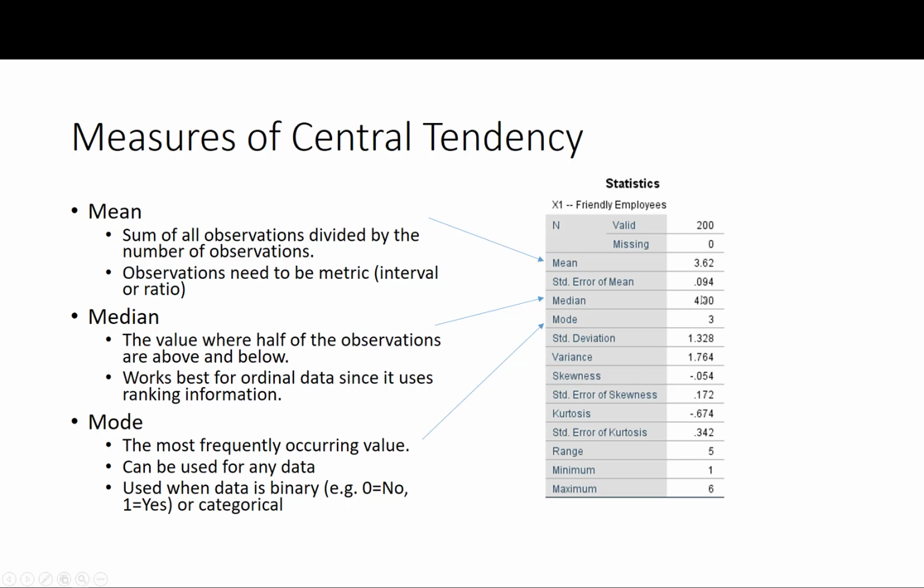So in this case, the median is 4, whereas the mean was 3.62. So in terms of the range of responses that we had, out of 7, the one that fell in the middle was 4.